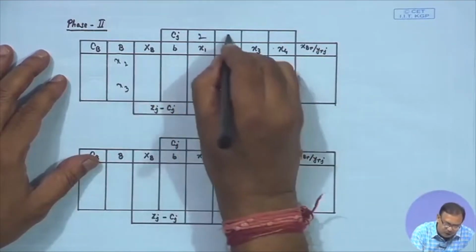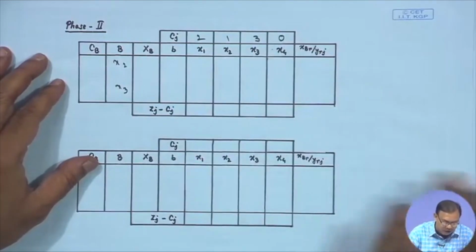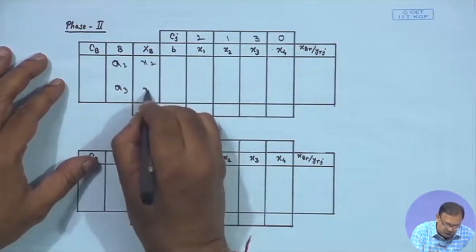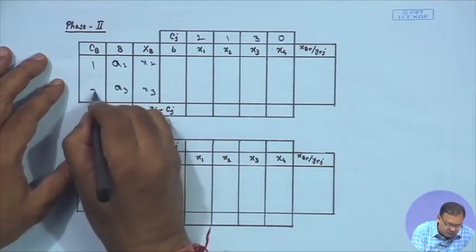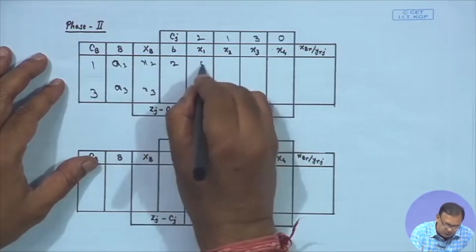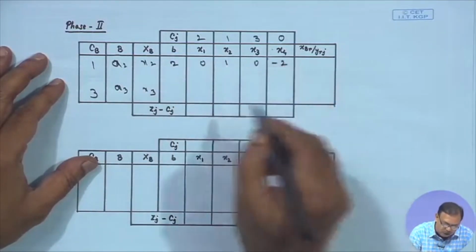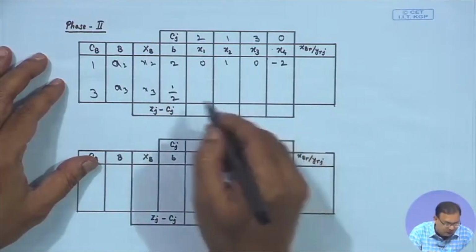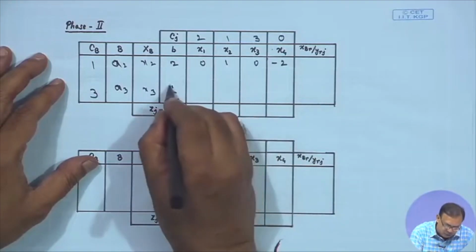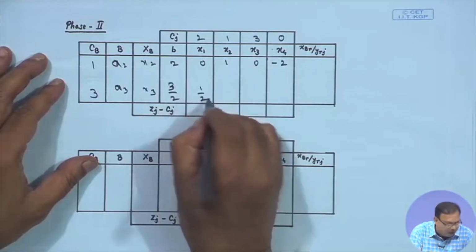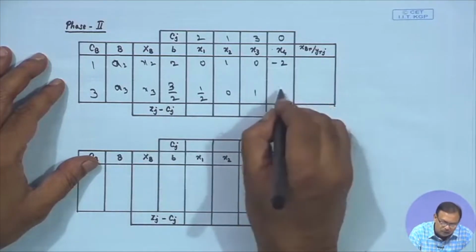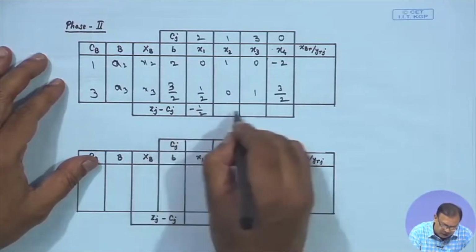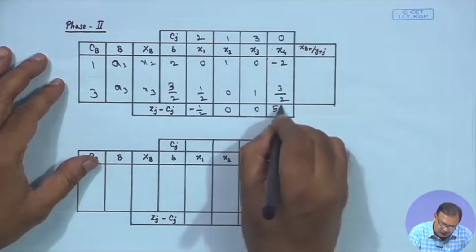These values now will be 2 1 3 0 if you see the original problem. Sorry, this will be B is A2 A3, this will be x 2 x 3. So, CB values will be 1 and 3. I am writing these 2 0 1 0 minus 2. This will be, sorry, this is 2, this will be 3 by 2, half 0 1 3 by 2, whatever was there in the earlier table. If I now calculate Zj minus Cj, I will find that it is coming 5 by 2.